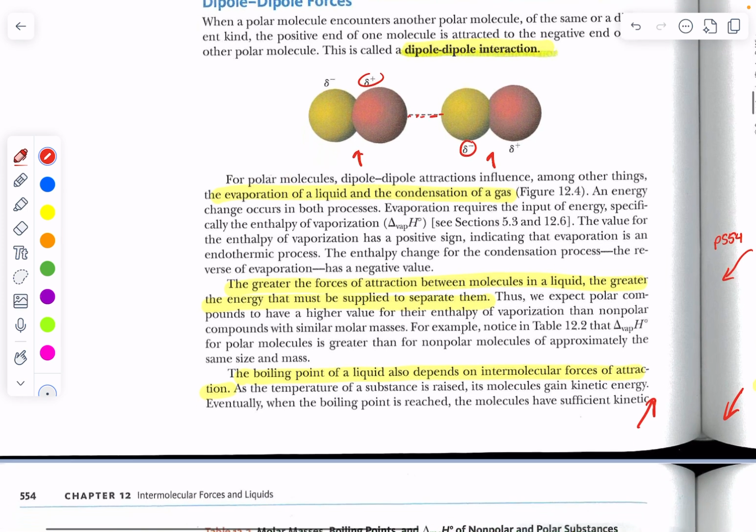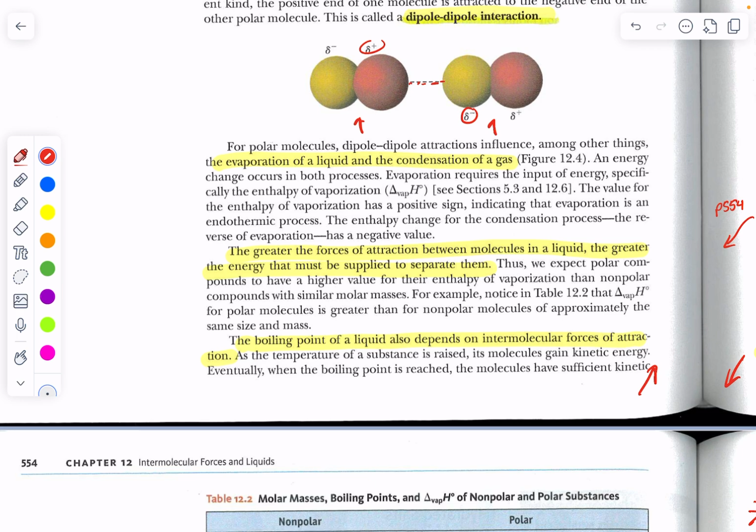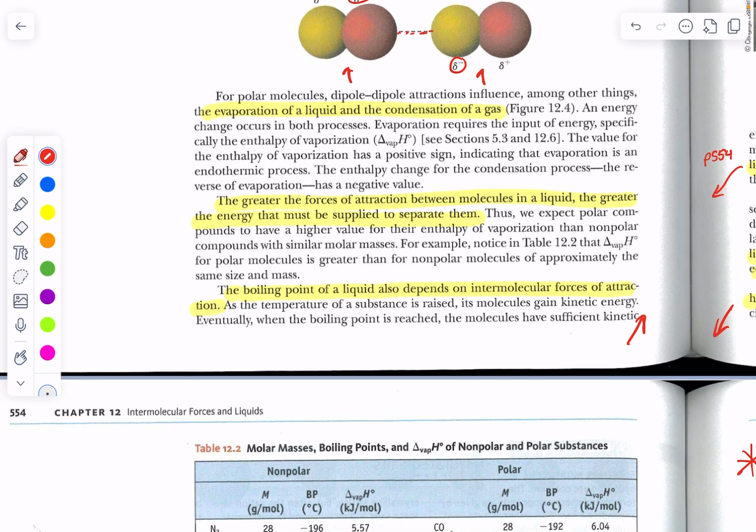And that needs to happen significantly for a gas where your particles are spread out to become a liquid. And then to some extent, as the liquid becomes a solid, then you're crystallizing it. Down here, this should make sense. The greater the forces of attraction between the molecules in a liquid, the greater the energy that must be supplied to separate them. And of course, the more energy you have to supply, that's going to raise the melting point and raise the boiling point. So the stronger the polarity of the molecules, the higher will be the melting and the boiling points. And this statement repeats what I just said. The boiling point of a liquid depends on the intermolecular forces of attraction.